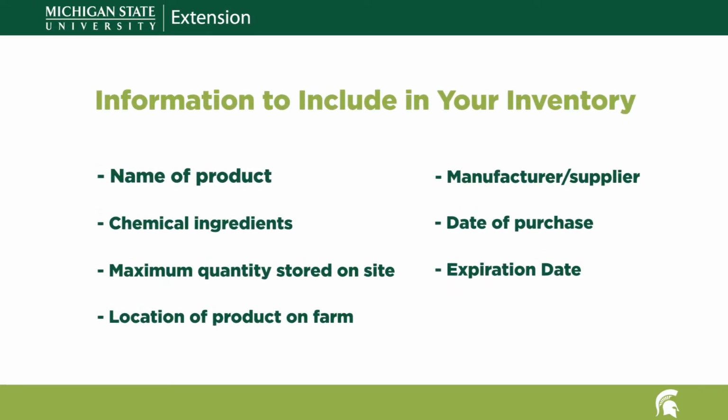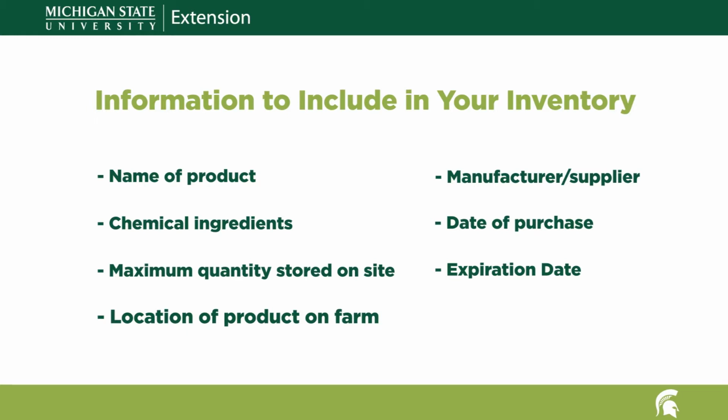Besides just the name of the product and the chemical ingredients, you should also include other information in your list regarding at least the maximum quantity of the chemical you will be storing on site, as well as its location on your farm. This is important to know, not just for you and your employees, coworkers, and family, but also for any firefighters or other emergency personnel who may be responding to an incident on your farm.